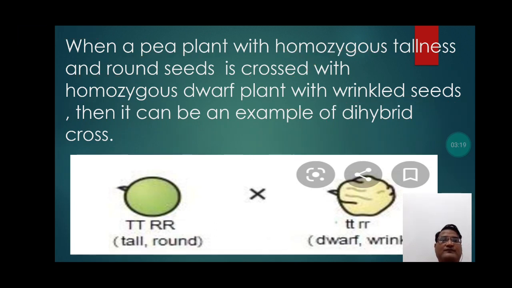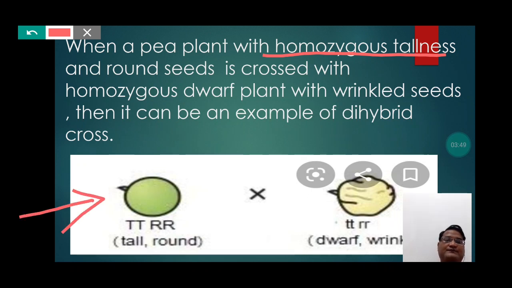So students, when a pea plant is crossed with two traits present in homozygous condition. Students, homozygous condition is supposed to be the identical condition. Now students, the concept of above mentioned theory can be well understood with the help of this picture.